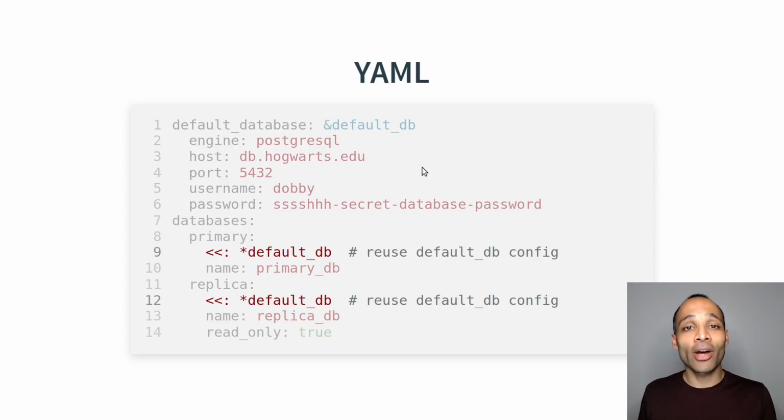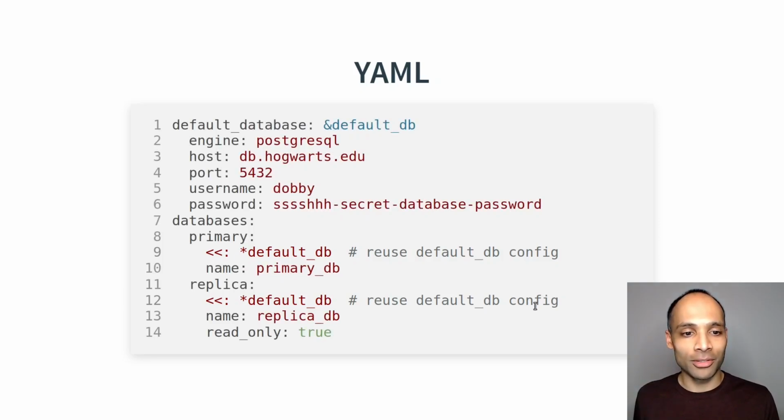Later on, when we actually define our databases, the primary and replica database are referencing the alias default DB, and they're using this double bitwise operator to effectively inject whatever we defined up here into this line here. And then after that, we just define the unique attributes like the name and the read-only attribute for the primary and replica databases. As humans, we see this. We're not repeating the username and password over and over again.